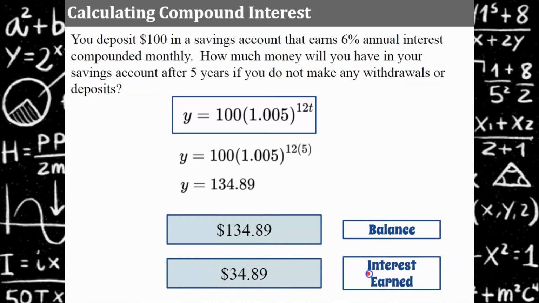$34.89 in interest just for leaving it in the bank. So our $100 after 5 years has become $134.89, and we earned $34.89 of interest.